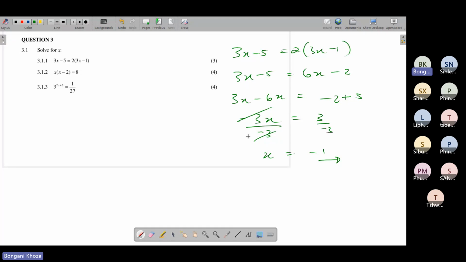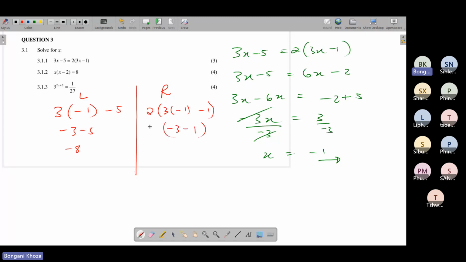Right. So remember to check if my answer is correct. I go back to my original question and plug this in. So I get minus 3 minus 5, which gives me minus 8. So this is my left-hand side. Let's see what the right gives me. It's going to be 2 into 3 into minus 1, so this gives me 2 into minus 3 minus 1, which is minus 4, which gives me minus 8. So my left-hand side is equal to my right-hand side. That means my value for x is correct.